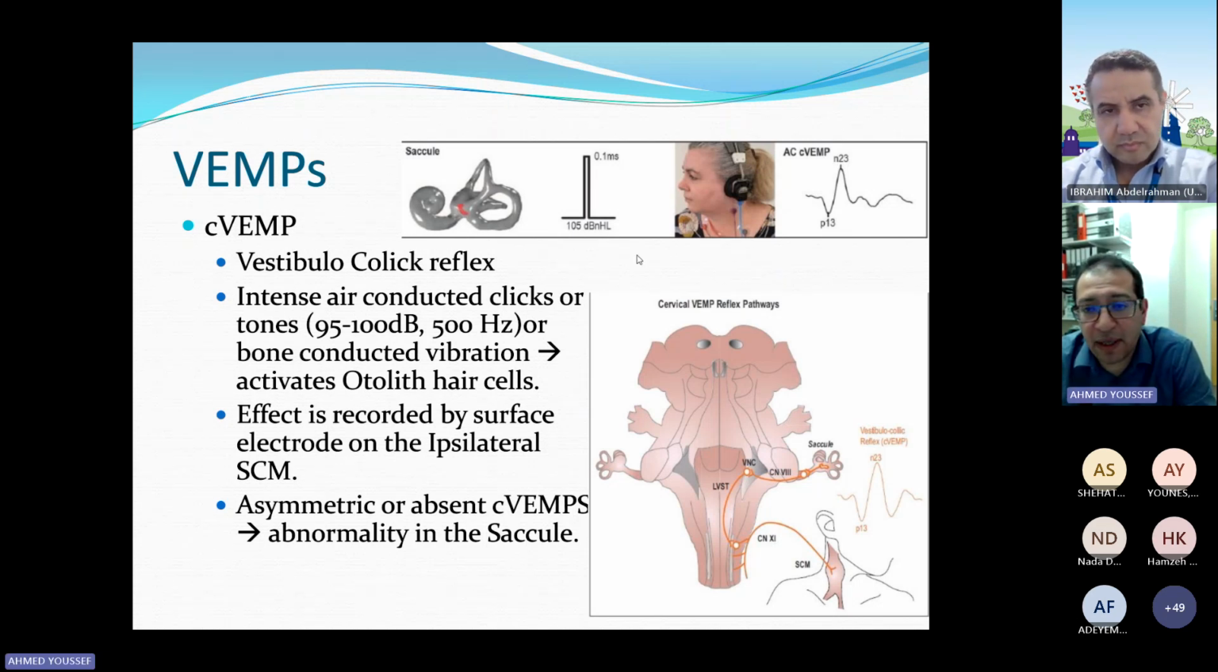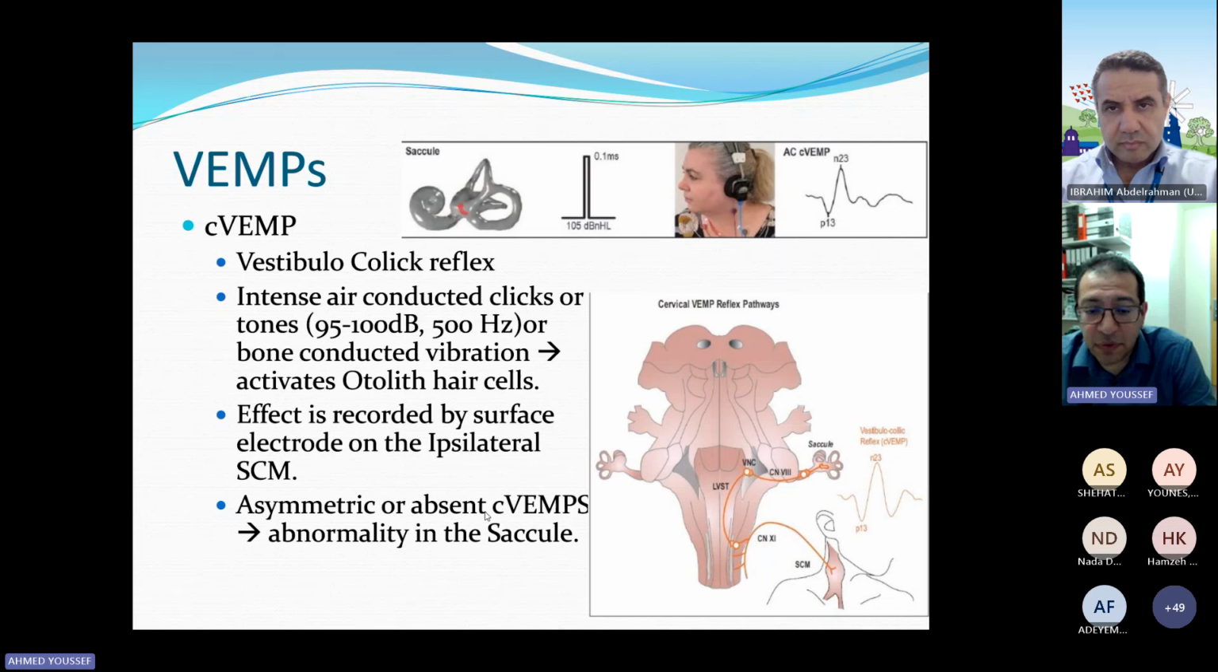So if we apply sound, intense air conduction or bone conduction clicks or tones at 95 to 100 dB at 500 Hertz, this would stimulate the saccule. As you can see in the picture here, we put electrodes on the sternocleidomastoid, and this is how the VEMP looks. There is an initial inhibition at 13 milliseconds, called P13, and then a positive wave at the 23rd millisecond, called N23.